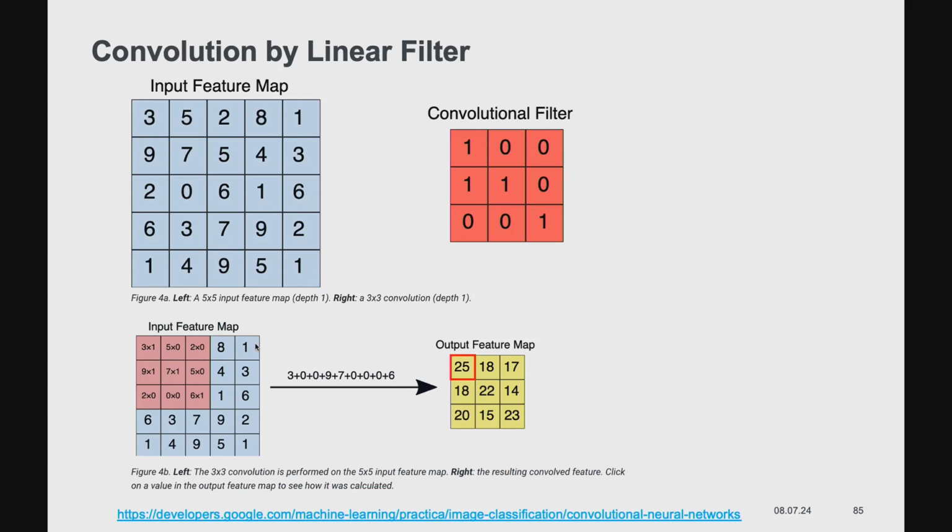So what is a convolutional neural network? Let's first look at convolutions. Let's assume this is our input. So this is our image. And at every pixel, we have a certain value.